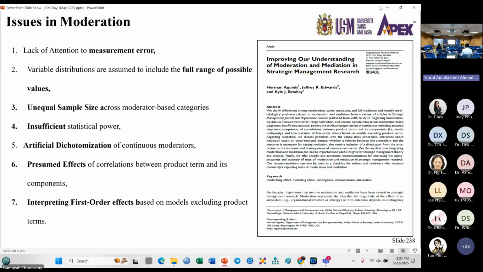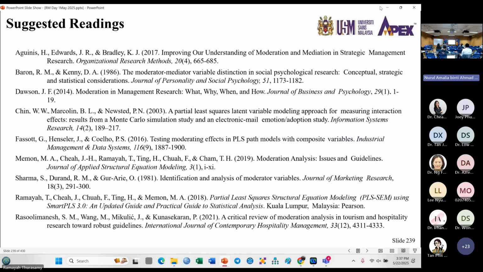Okay, for moderator, these are some of the literature you can look at. This is a seminal paper by Sharma. The more recent one is by Dawson and Alvinson. The most recent one is by a guy called Rasuli Manish. He has done a review paper on moderation analysis, so you can look at it. Okay, any question on the moderation?